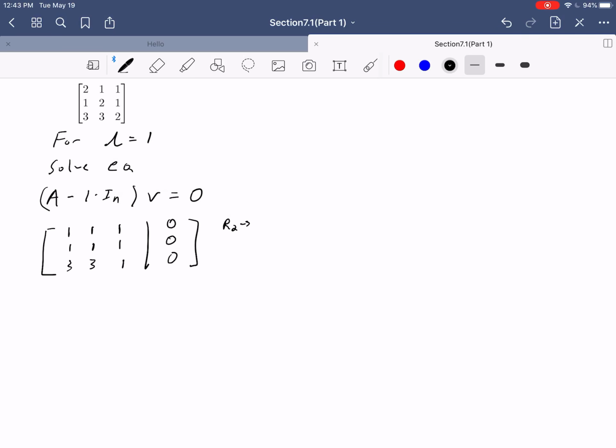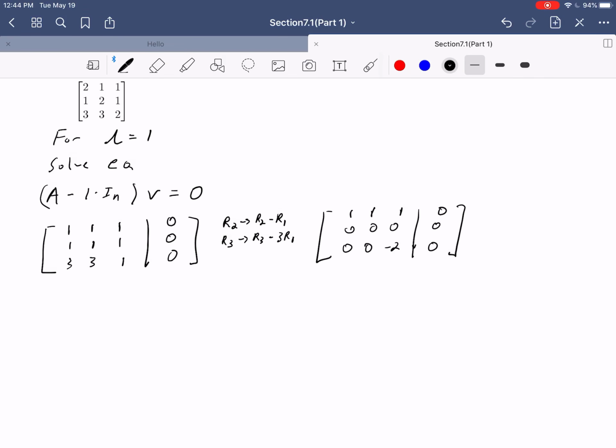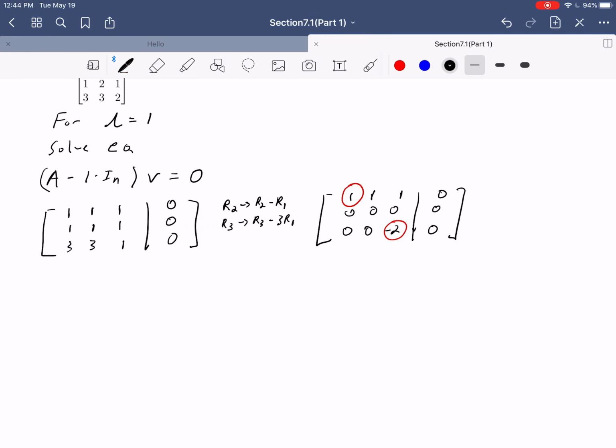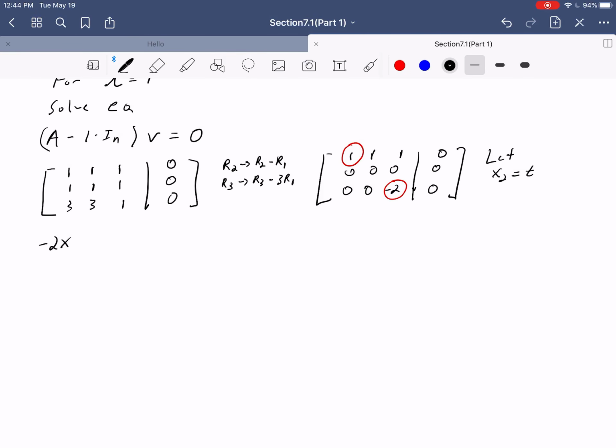We're going to take R2 and replace it with R2 minus R1, and R3 and replace it with R3 minus 3R1. So we'll get 1, 1, 1, 0, 0, 0, 0, 0, and then 0, 0, negative 2, 0. All right, we should be able to go ahead and back solve. We could, of course, interchange these, but we should be comfortable just using the one in the middle there. Obviously, we want to avoid parameterizing here and here, so we will instead let x2 be equal to t. Then our first equation, negative 2x3 equals 0, means x3 must be 0.